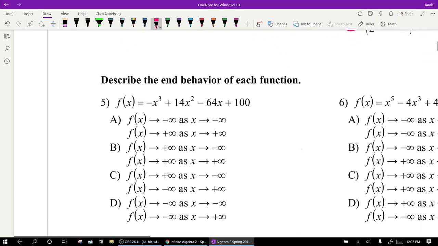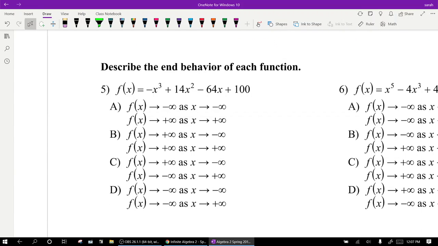Number 5, describe the end behavior. Alright, let's remember what end behavior is. So this one is going to be negative cube. Alright, so I always sketch out what that is going to look like. If you don't remember all of these, you're going to need to get these memorized because you won't have any extra help on your test. Okay, so here is what the negative cube looks like.